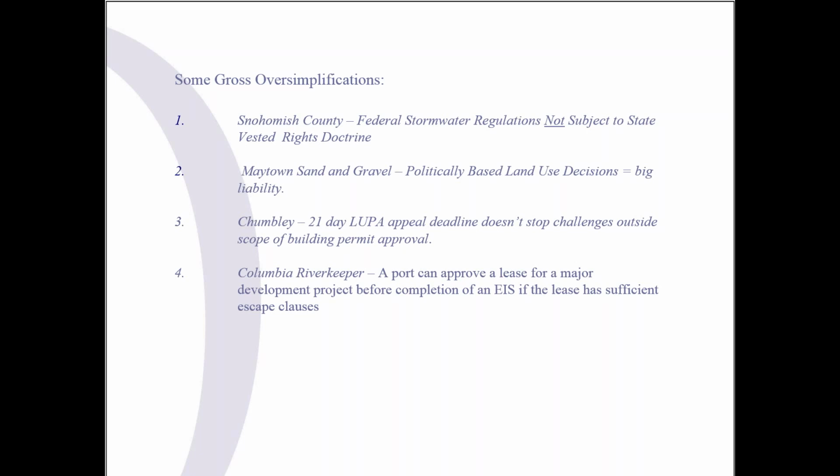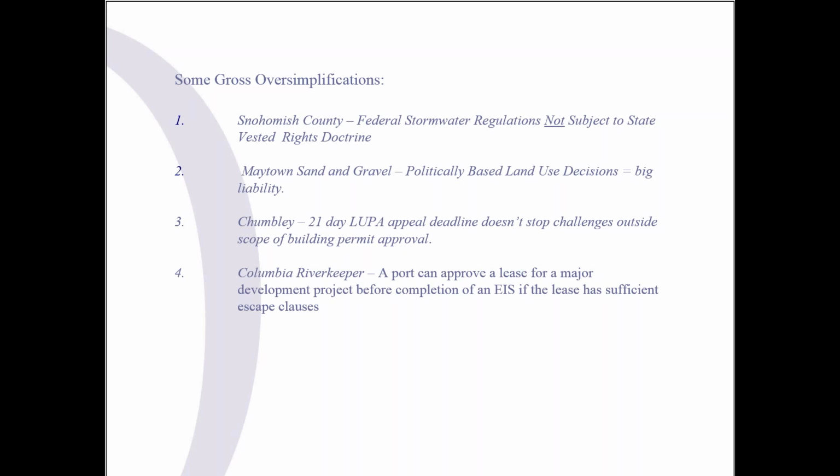The second case I'm going to talk about is the big Thurston County case dealing with the liability. This case just came out about a month ago or something, and essentially the Supreme Court, I think it was Supreme Court, maybe Court of Appeals, upheld a jury verdict of $12 million against Thurston County for what the court considered to be a wrongfully issued decision there.